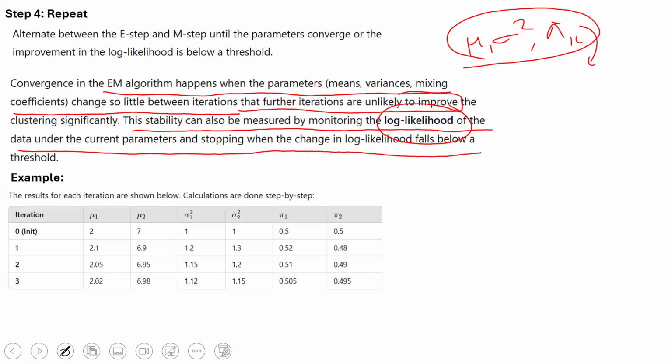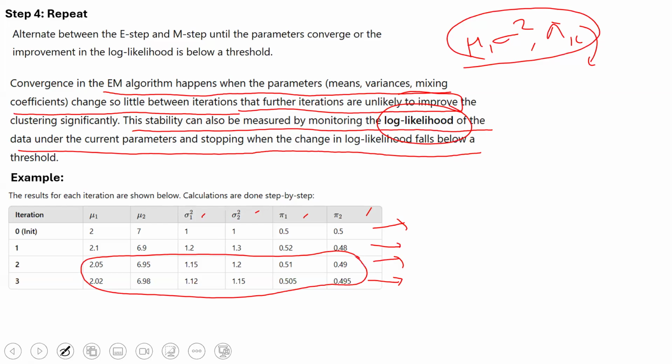When to terminate? Let's suppose in iteration one, these are the values of mu1, mu2, sigma1 square, I mean the variance of both the clusters, and the mixing coefficients. In iteration 2, these are the values. In iteration 3, these are the values, and in iteration 4, these are the values. If you look at these two, the change in the values is very little. Here the value is changing at the first decimal, and here the values are changing at the second decimal. So as the change in the values is very small, we can say the parameters have converged and we can terminate the algorithm.